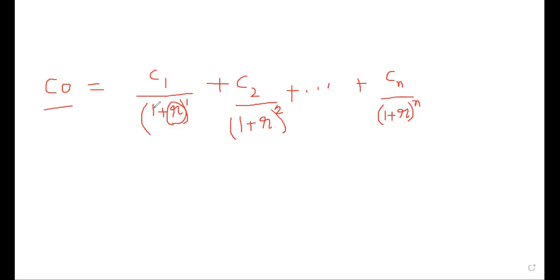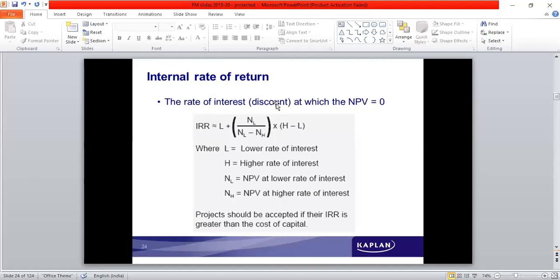In such a situation, IRR is calculated based on a trial and error method. Since we cannot directly calculate R, it has to be calculated by trial and error. The internal rate of return is the rate of interest or discount at which NPV is equal to 0. When will NPV be 0? When both of them are equal: the discounted cash inflows and the cash outflow. When both are equal, we have an NPV of 0. Otherwise, we will have either a negative value or a positive value.